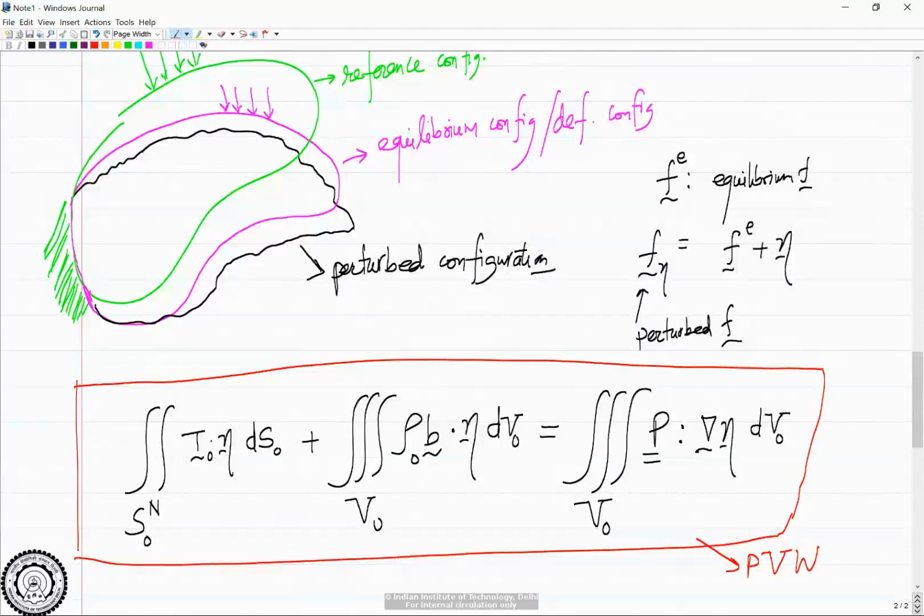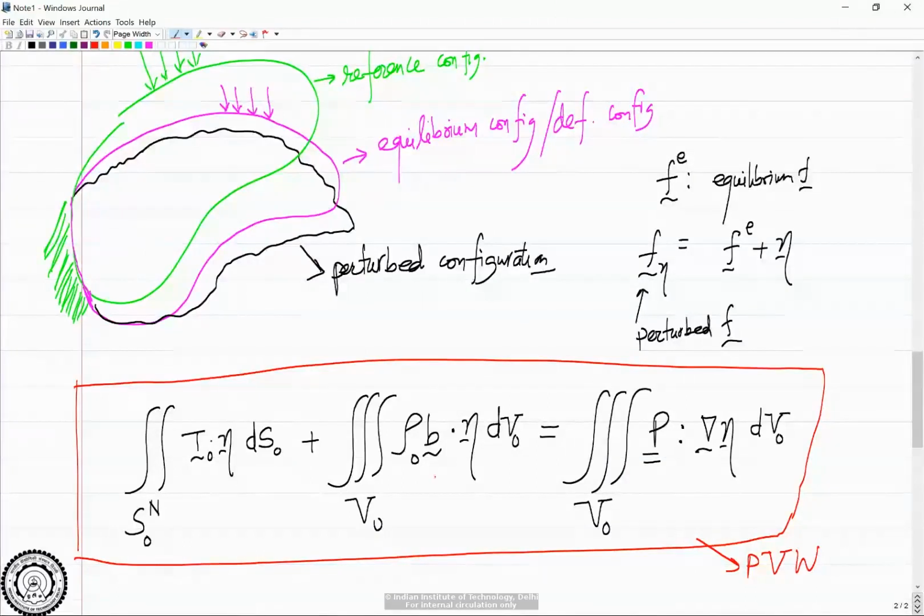Like T naught ds naught, that will have the unit of force. So that is the small force, right, acting on the surface. And as you perturb the body by eta, the point where T naught is acting is getting perturbed by eta. So what will be the work done by T naught? That's simply T naught dot eta ds naught.